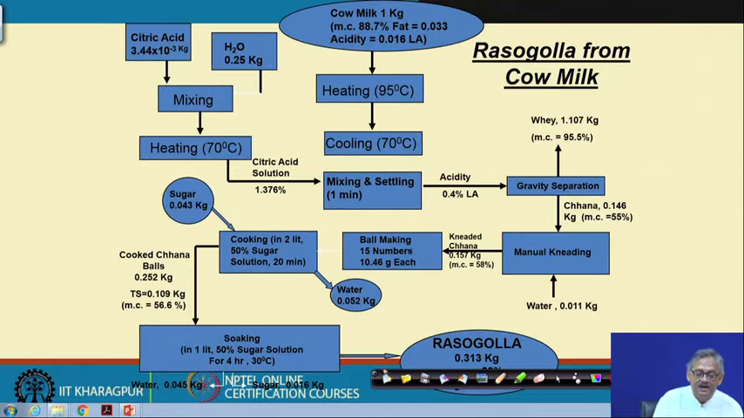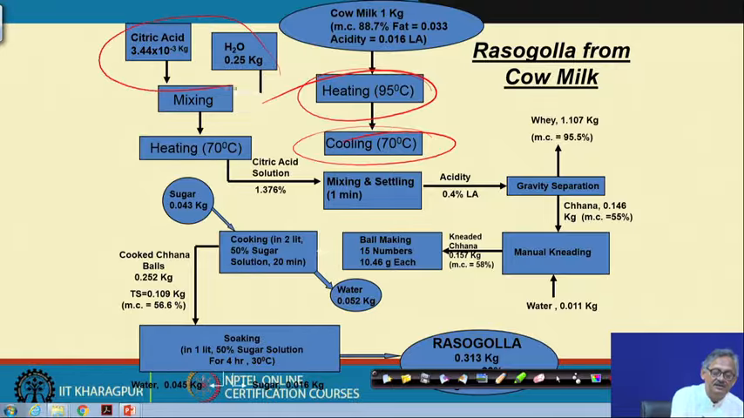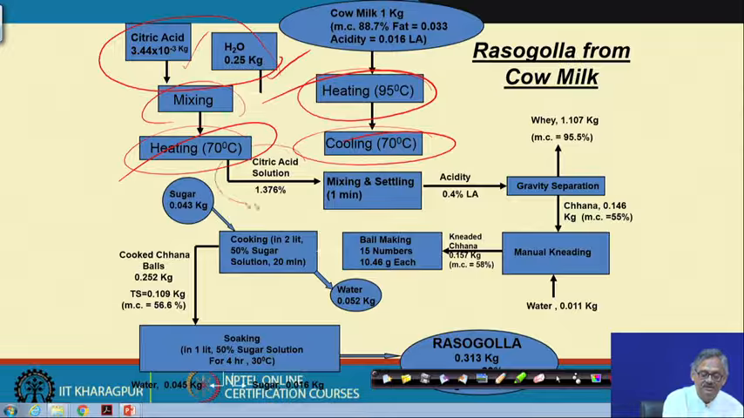So, that is heated to 95 degree centigrade, cooled to 70 degree centigrade. Parallelly, a citric acid solution is made: citric acid 3.44 × 10^-3 kg, water 0.25 kg, mixed, heated to 70 degree centigrade, and we get the citric acid solution of 1.376%. Then they are mixed and settled for 1 minute.